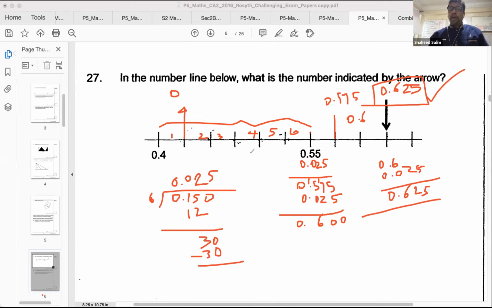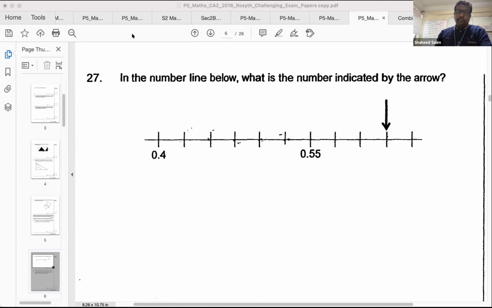You know how to do step 1? Bigger number minus smaller number. Find the answer. You get 0.15. Then divide by the number of parts. 1, 2, 3, 4, 5, 6 between the two numbers. Between the two numbers, how many parts? There's 6. Divide by 6, therefore, one part is how much? One part is 0.025. Then you add on. But don't add on from here. You add on from here, 0.55 plus, and so on. You get this.